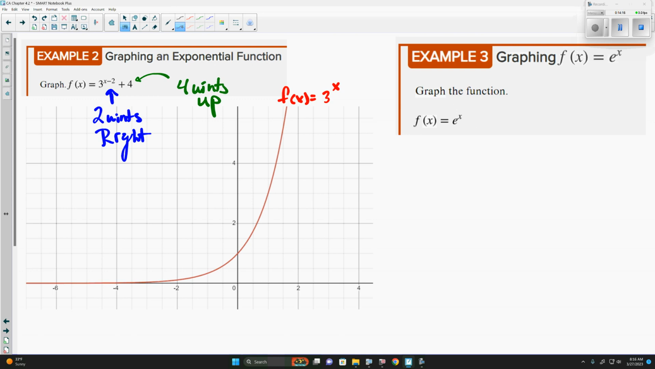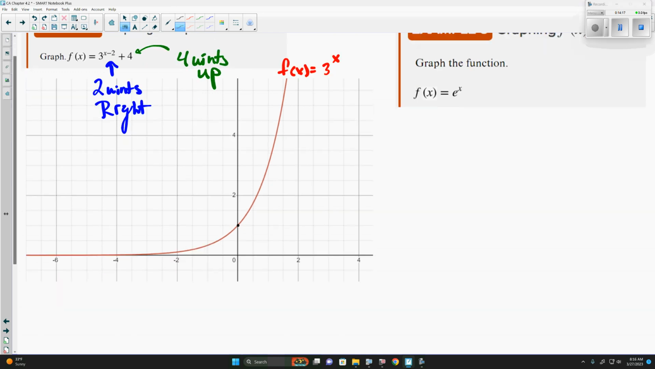So for our main point here, this here is going to be our (0, 1). We're going to move it 2 units to the right and up 4. So we're going to use 2 to the right and then up 4 will put us at (2, 5). So that's all I had to do to move it.